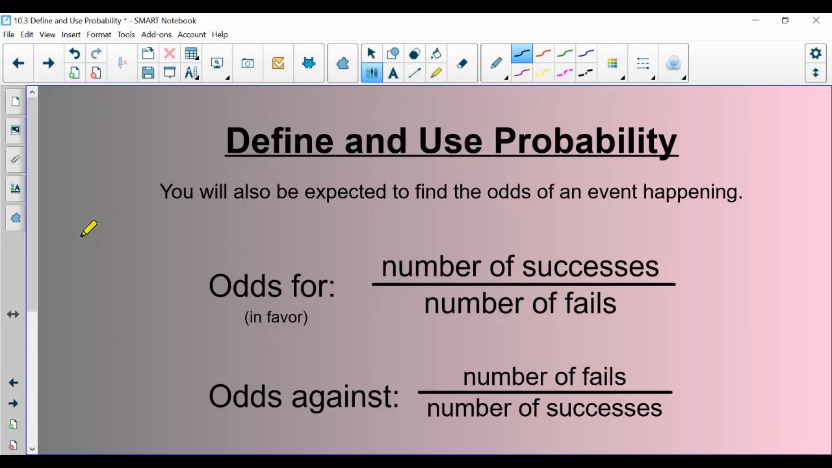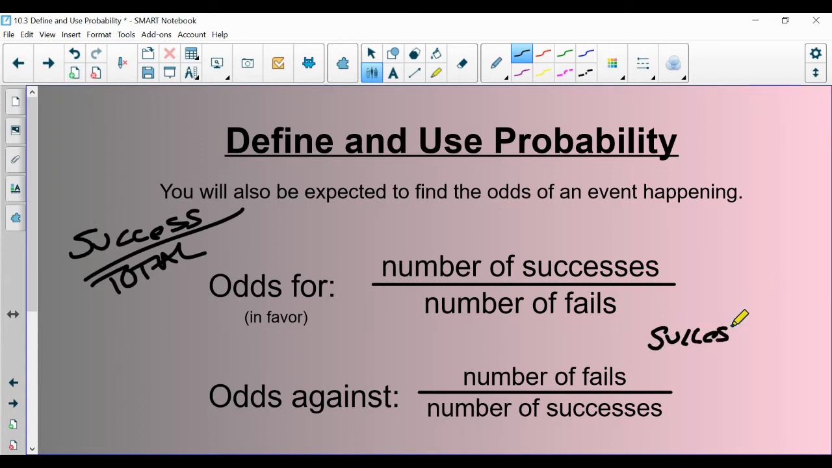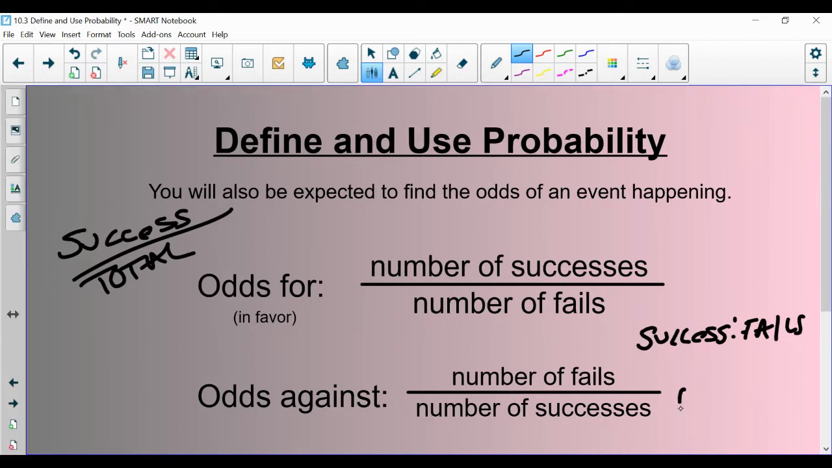Probability is comparing the number of successes divided by the total. And what odds compares is the number of successes divided by the number of fails. And actually, I very rarely write it as a fraction, although it could be written as a fraction. You're typically going to see me write it as number of successes colon number of fails. And then odds against would be the number of fails compared to the number of successes.